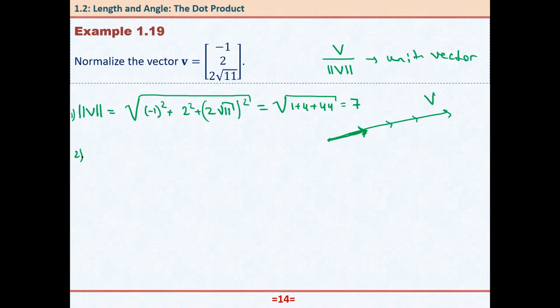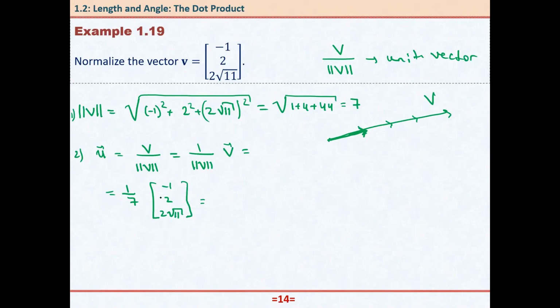We have to divide this vector by its length. That means we need to divide each component. Dividing means multiplication, right? So the unit vector in the direction of V will be V over the length of V, which is 1 over the norm of V times vector V. We know the length is 7, so that's 1 over 7. And how about vector V? It is (-1, 2, 2 times square root of 11).